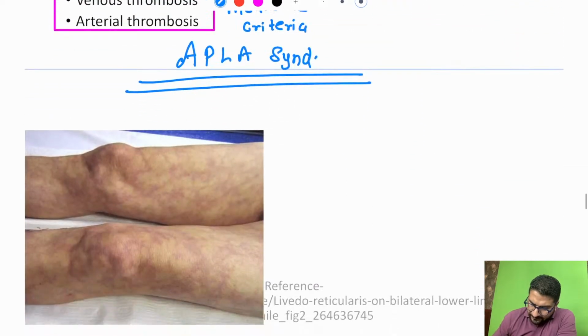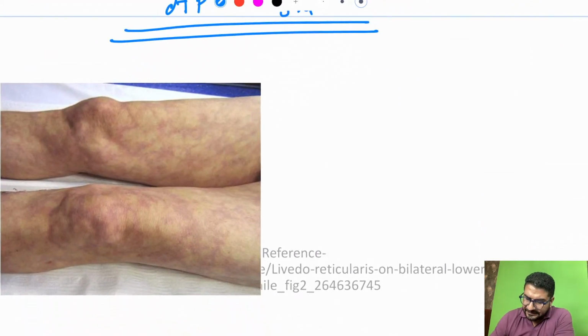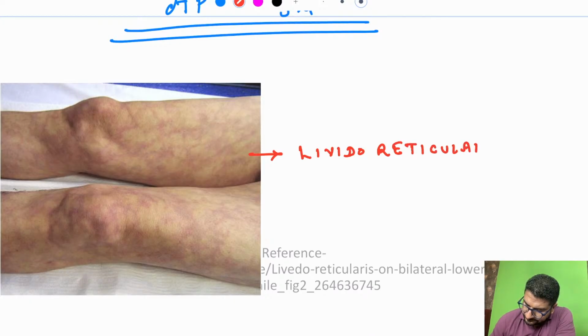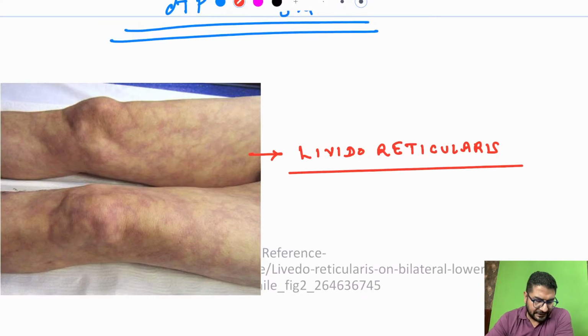Now कभी कभी, not always, but sometimes you will see APLA syndrome patients can develop a rash. कभी कभी patient को ऐसी rash मिलती है. This rash in APLA syndrome, ये purple lace like rash, we call this livedo reticularis. This purple lace like rash is called livedo reticularis.